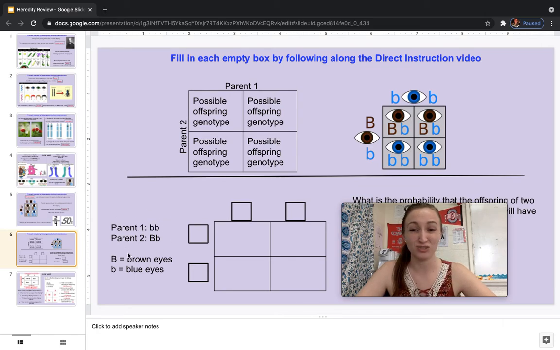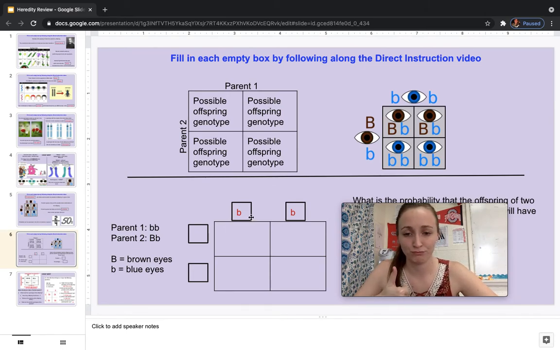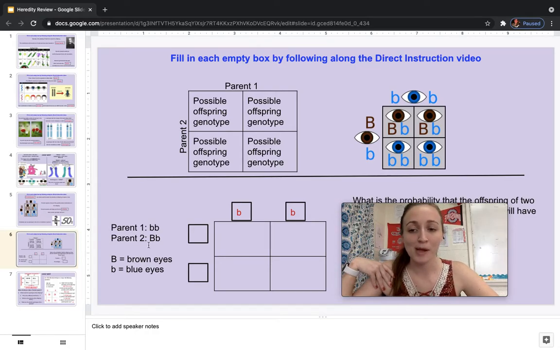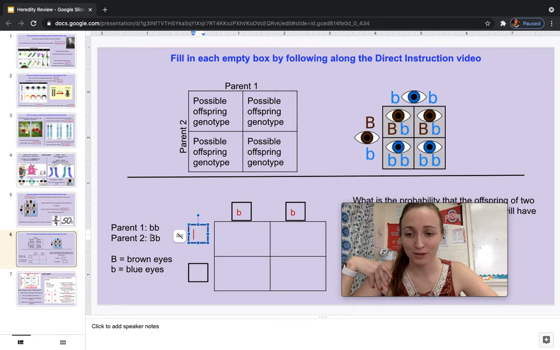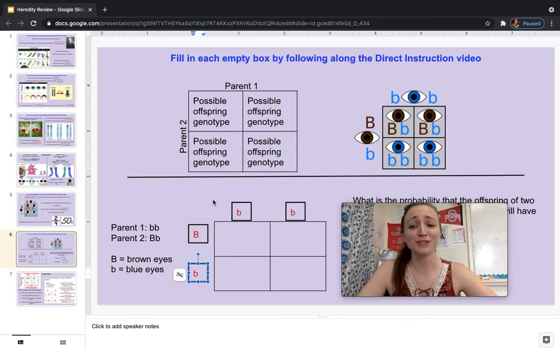So let's just do this example. If we have one parent having a homozygous recessive genotype, meaning 2 lowercase b's, we'll put the first allele on top of the first box, and then the second allele, which is another lowercase b, in the second box. Okay, so never put both letters above one box. Incorrect. Parent 2, we're going to do the same thing over here. The first letter is a capital B, and the second letter is a lowercase b. There we go.